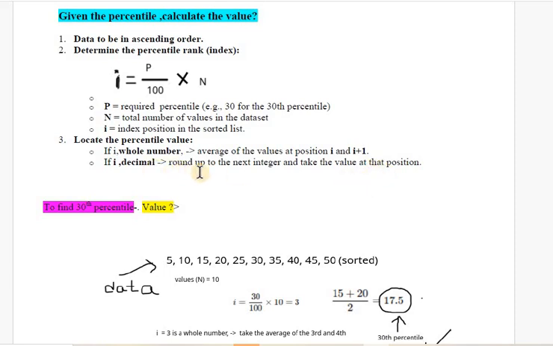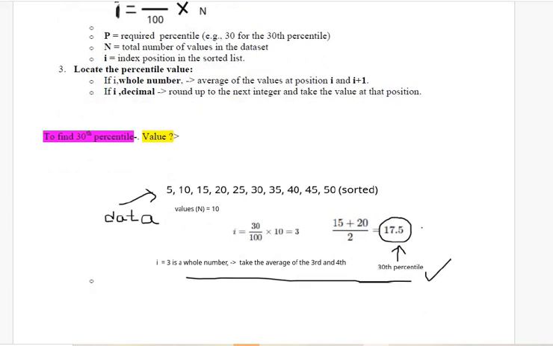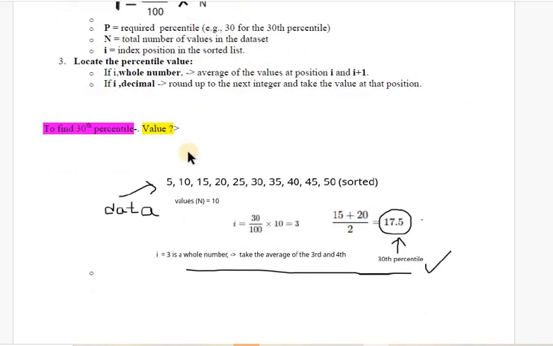If it is a decimal, then we will round up to the next integer and locate the value at that position, like the example 30th percentile. If you see an example, we will get more idea. Now for example, to find the 30th percentile, the data given is 5, 10, 15 and so on till 50. This is already taken in sorted order.